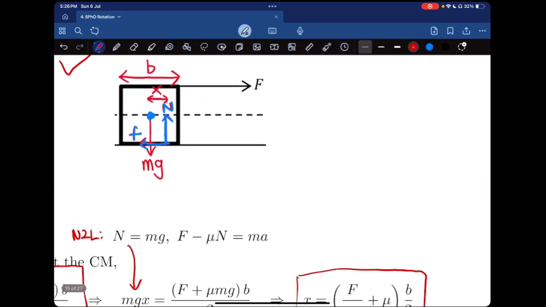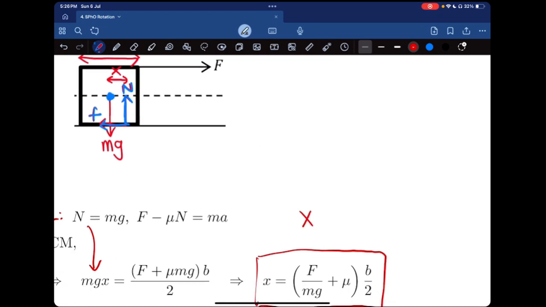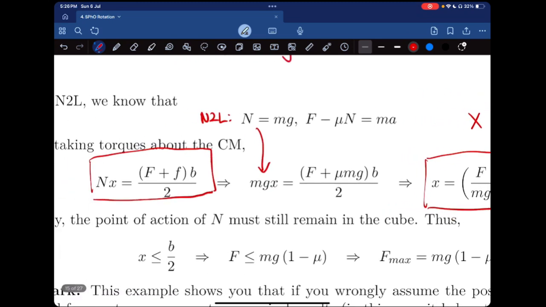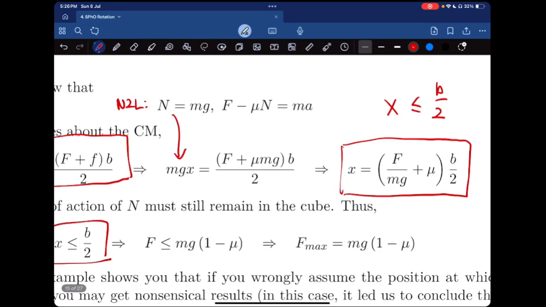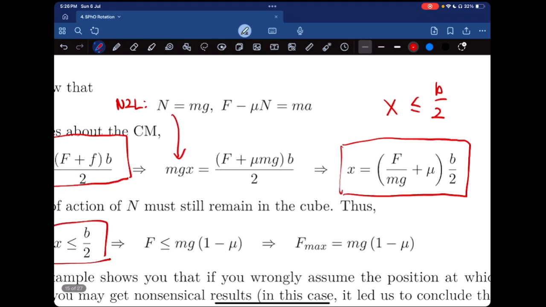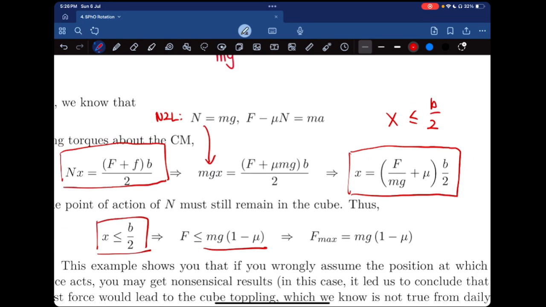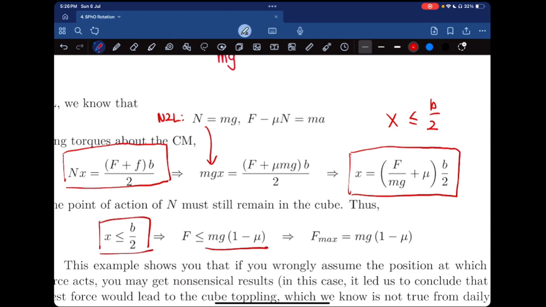Now, there's one more constraint. Of course, you cannot shift your normal force such that it goes outside of the block. So your other constraint would just be this, which is here. With that, you can successfully constrain your F to be less than or equal to mg times 1 over mu, which gives your maximum force in this case. And clearly, this maximum force is non-zero, which makes much more sense than having a maximum force of 0 in the previous case.